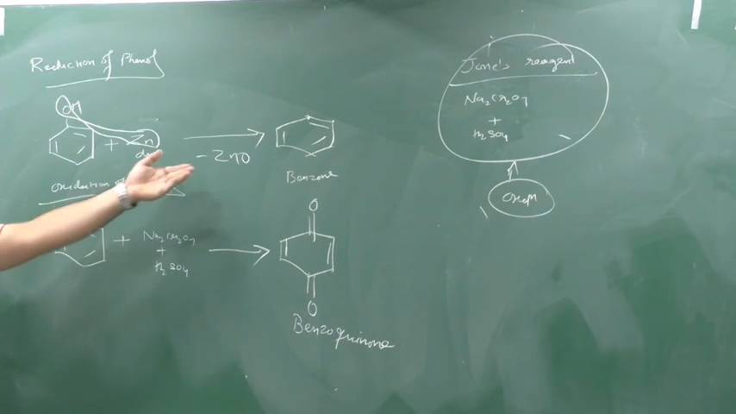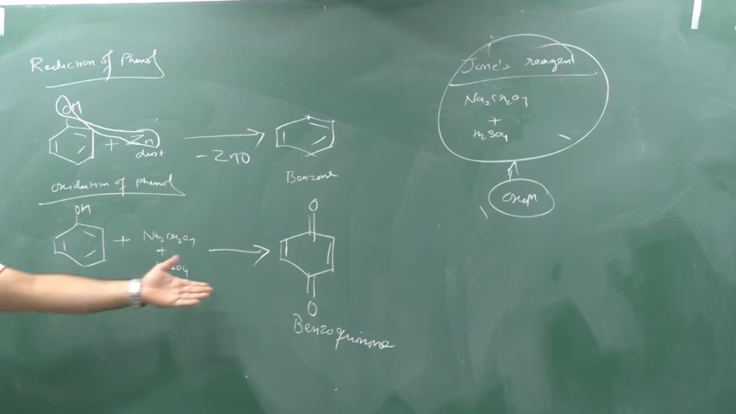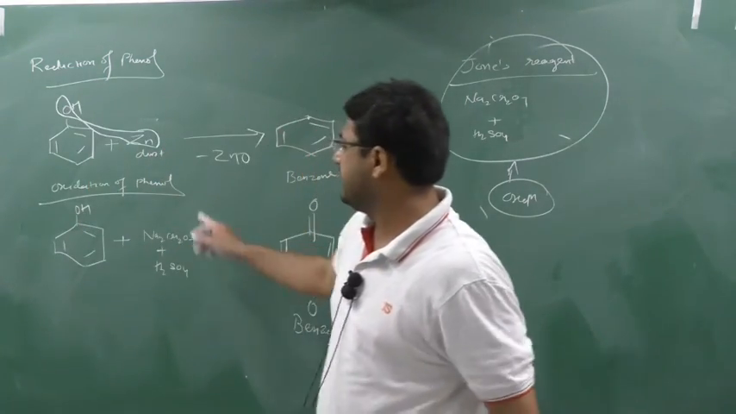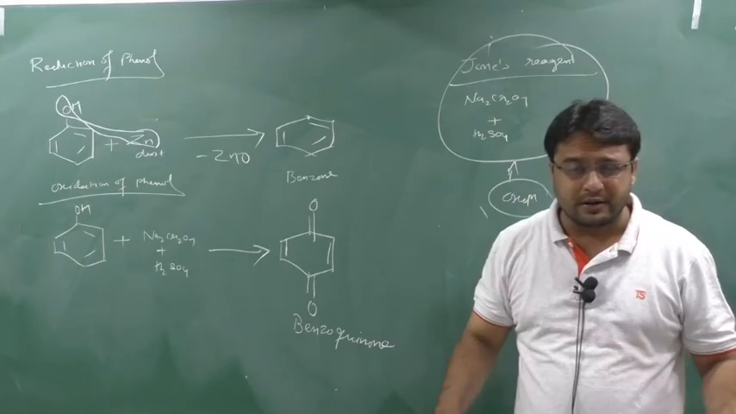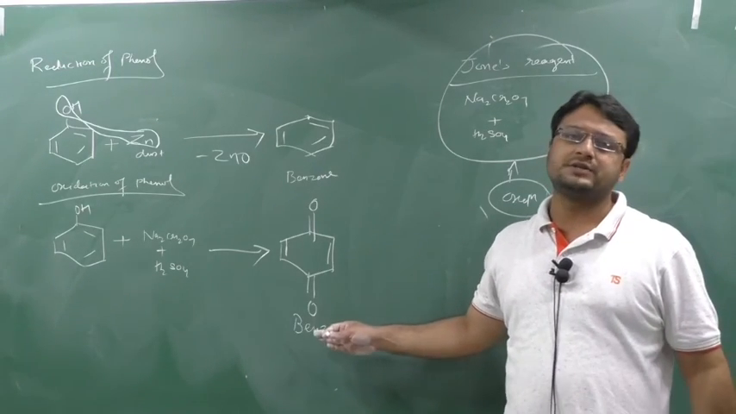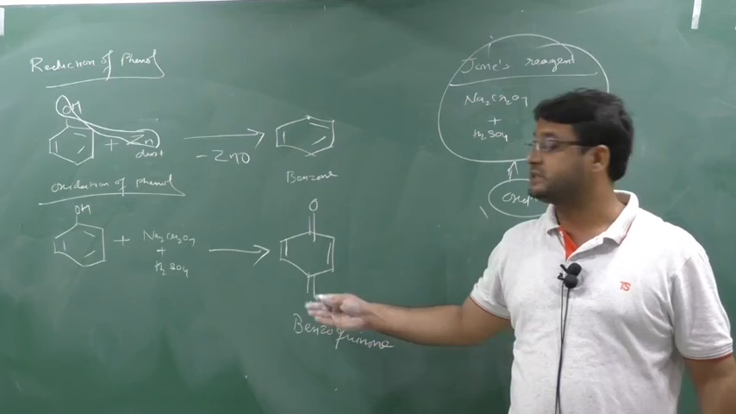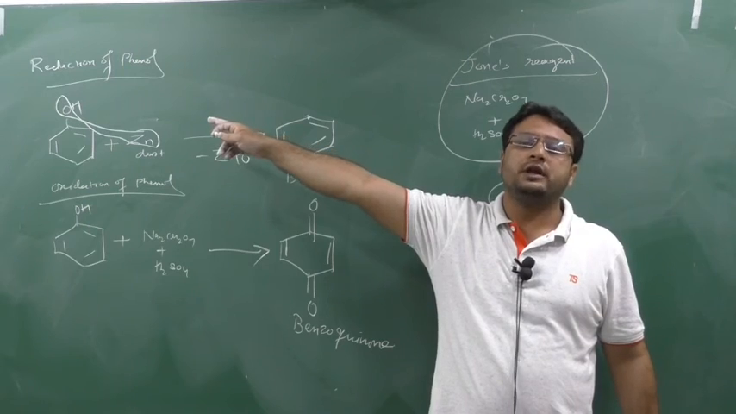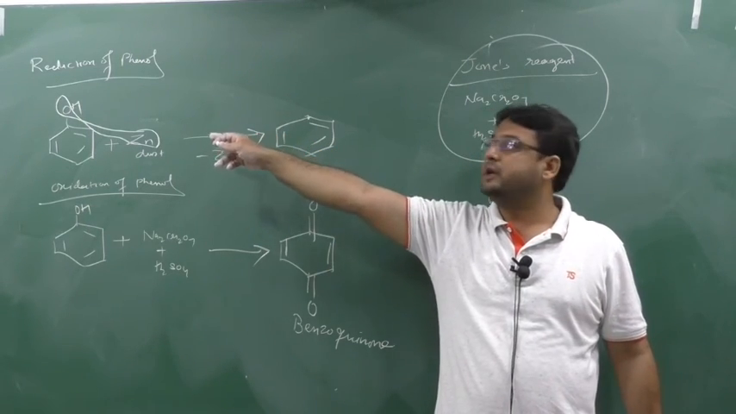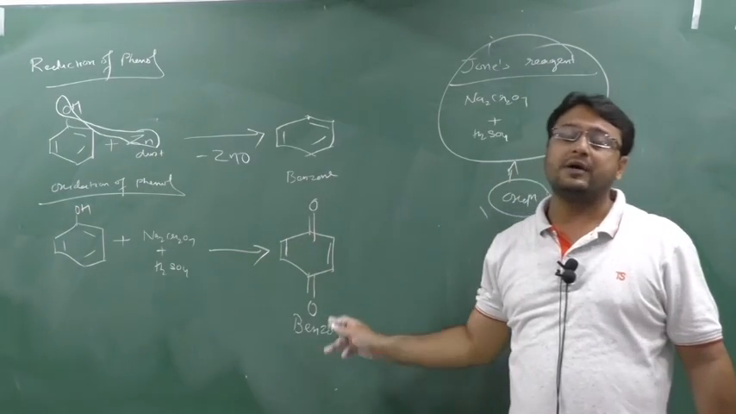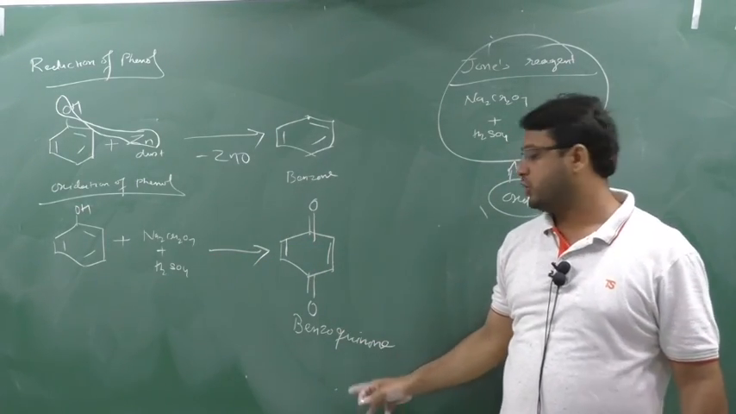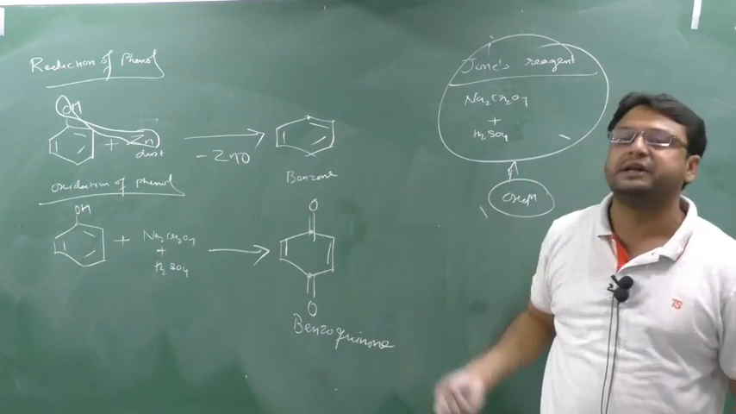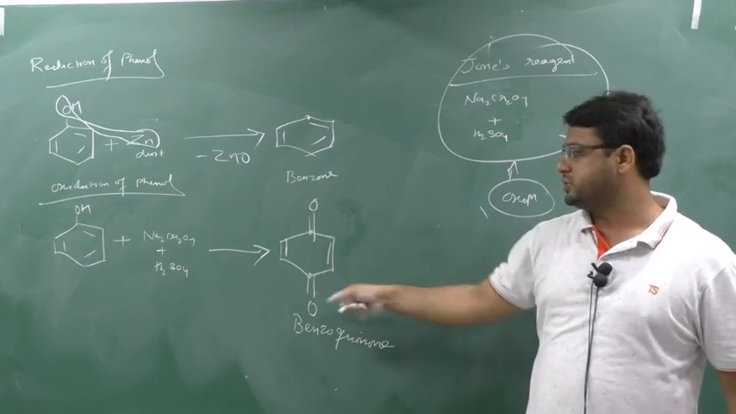So reduction of phenol will yield you benzene and oxidation of phenol will yield you benzoquinone. Both things you should mug up and remember. Yes, there is one logic here, but there is a very long mechanism. It has never been asked in the exam. They ask just for 1 mark, maximum 2 marks. Just remember that reduction of phenol will yield you benzene and oxidation of phenol will yield you benzoquinone. This is the formula for benzoquinone. Quinone means it is a ketone, so this is C double bond O and C double bond O. C double bond O means what? Ketone. So this is a quinone, benzoquinone.